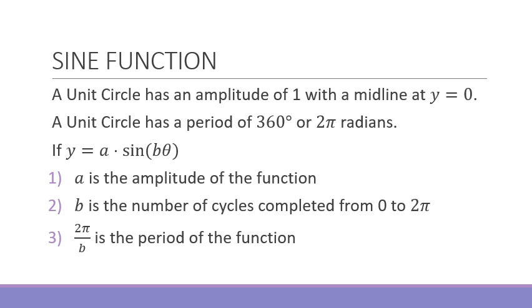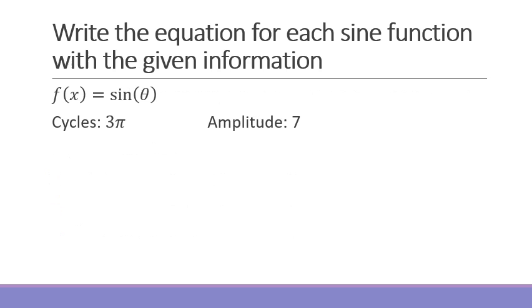So to sum up, the sine function is related to the unit circle. The unit circle has an amplitude, like its radius of 1 with a midline at 0, and so does the graph of sine. And the unit circle goes around for 360 degrees, or 2 pi radians. The general form of the graph is y equals A sine B theta, where A is the amplitude of the function and B is the number of cycles between 0 and 2 pi. Therefore, if you wanted to know the period of a sine graph, you could take 2 pi and divide it by B, the number in front of the theta or x, and find out the period.